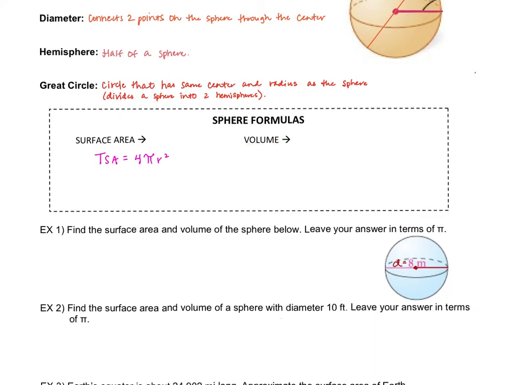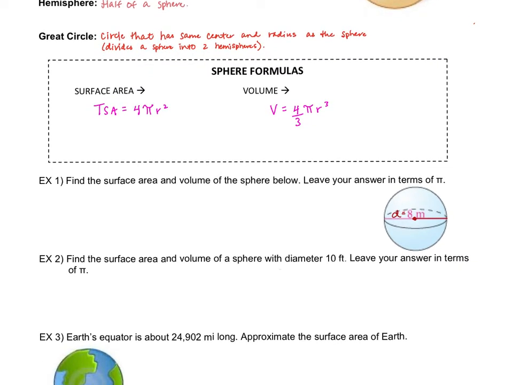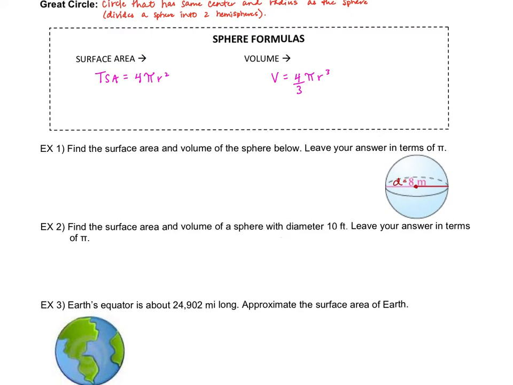Now, looking at the volume, so how much it holds inside, that's going to be a little different. We're going to write that as volume equals 4/3 times pi times r cubed. So we can see for both formulas, if we have the radius, we're able to figure out the total surface area as well as the volume. So that's pretty helpful for us.